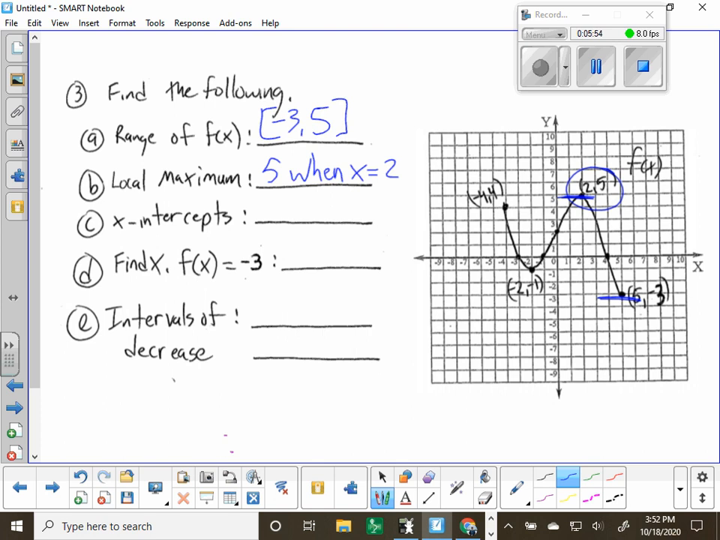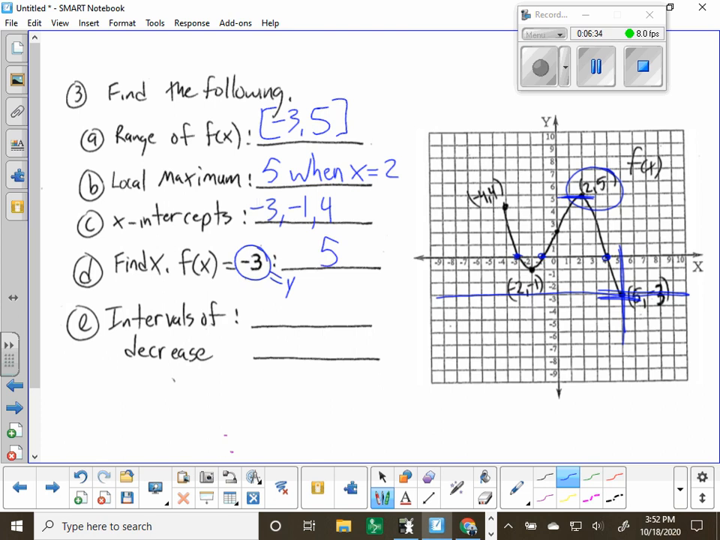The x-intercepts are -3, -1, and 4. That's where it crosses the x-axis. And then when y is -3, that'd be a horizontal line at -3. What's the x value that goes with that? So we go across here, and the answer is 5. So right there at 5 is where it hits. So the answer is 5.